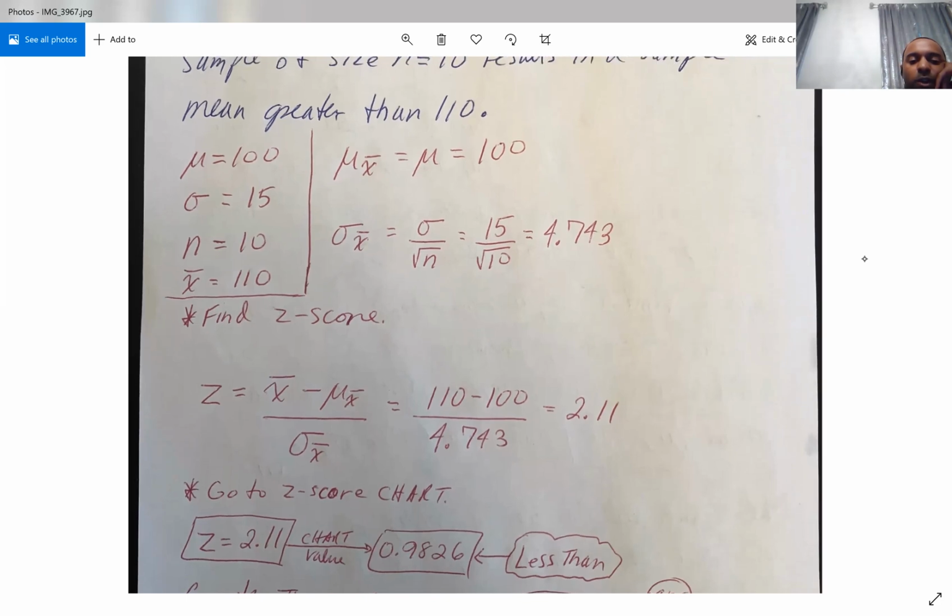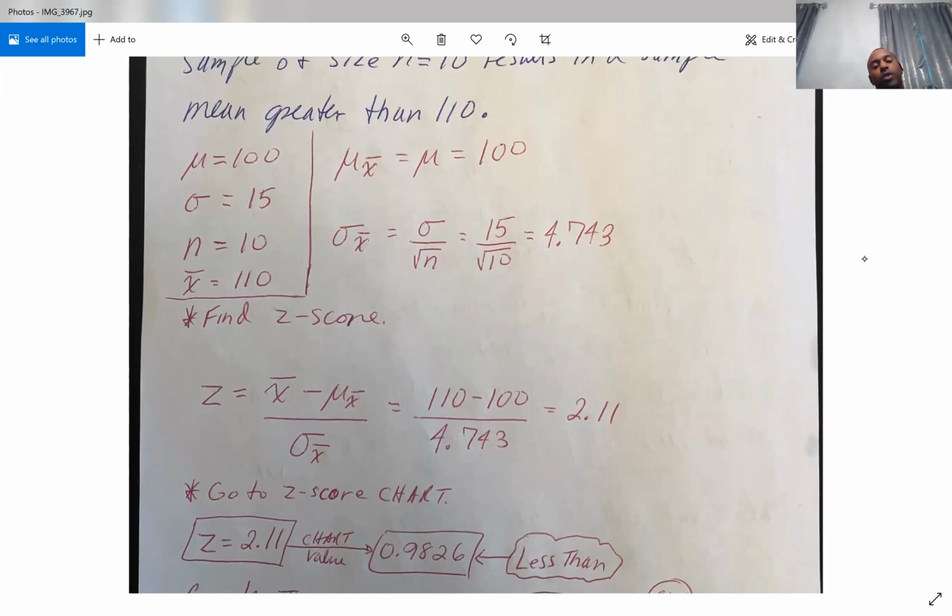Then we go to the chart. We do the chart the same way we would in chapter 7. Look for 2.1 on the left column and 0.01 on the top row and see where they meet. They meet at 0.9826.